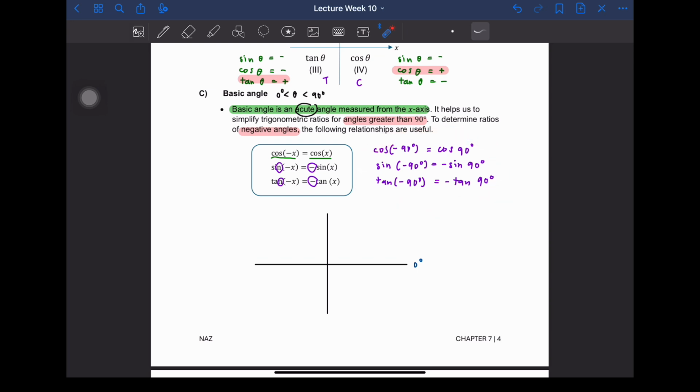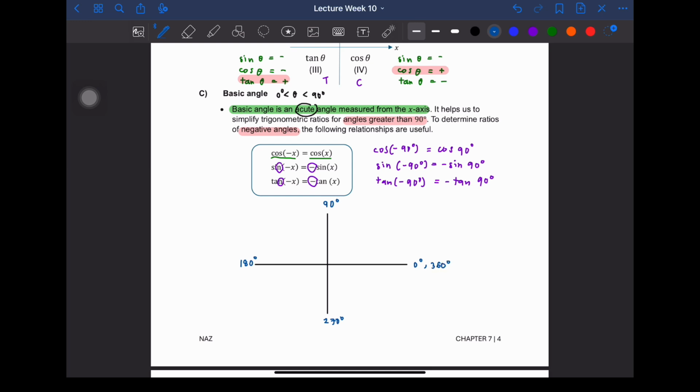Okay, so sekarang kita ada 4 quadrant. So we start our angle with 0 degree over here. Okay, and then positive means that dia pergi ke arah anti-clockwise lah. So up here is 90 degree. And then we have over here is 180 degree. And then down here we have 270. Lastly, we have 360 degree.